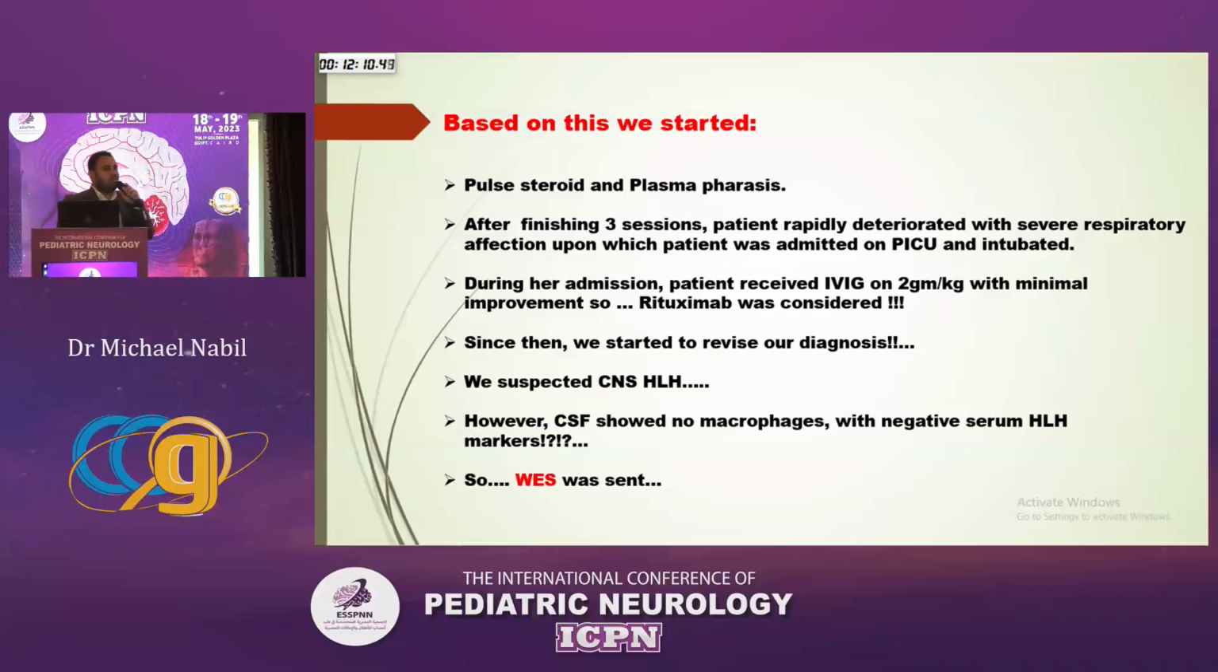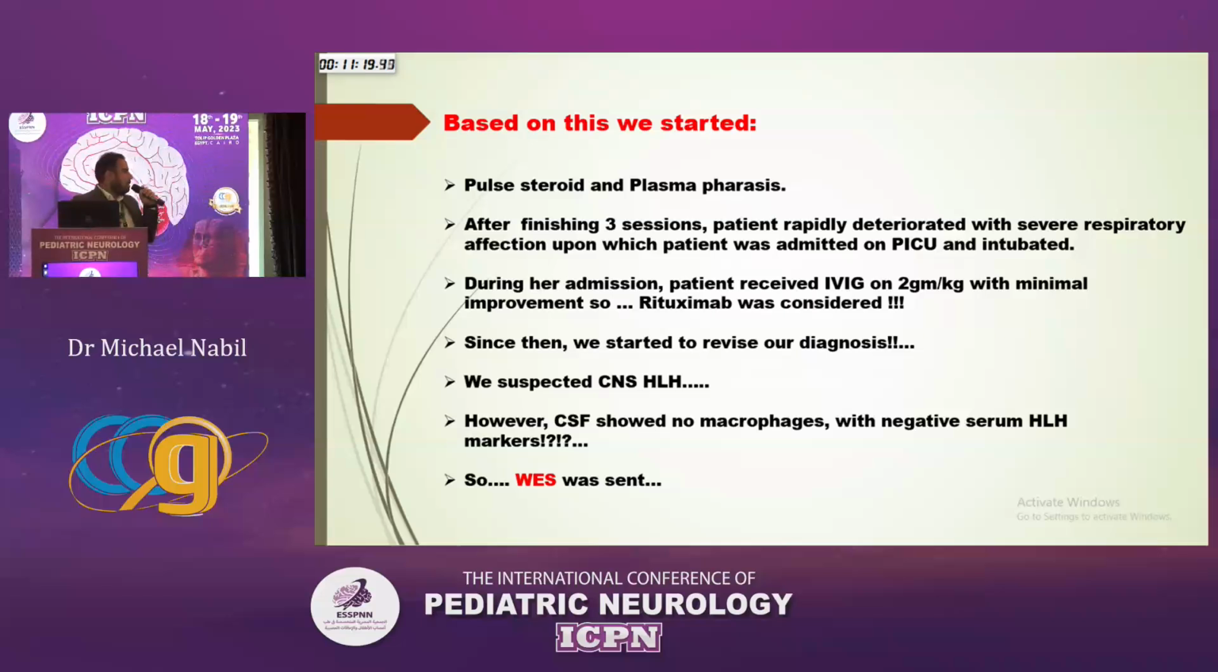Since then, we started to revise our diagnosis. Based on the previous session with Dr. Maha and Dr. Sarah, and with our experience with previous patients, we suspected HLH, as mentioned before. We had started the first and were almost going to the second line of treatment with no improvement, so after consultation with our hematology team, we started to investigate the patient as a case of HLH, waiting for rituximab. Then CSF showed no macrophages with negative serum HLH markers. All markers were done and were negative. At this point, we decided to go for whole exome sequencing as the last option to diagnose our patient.